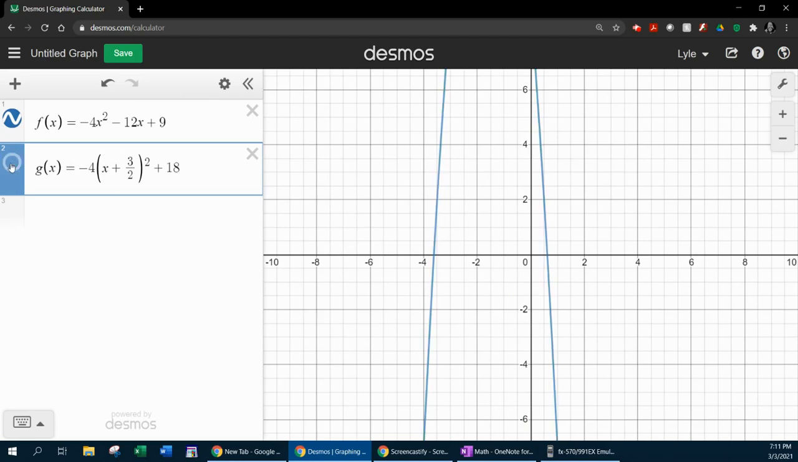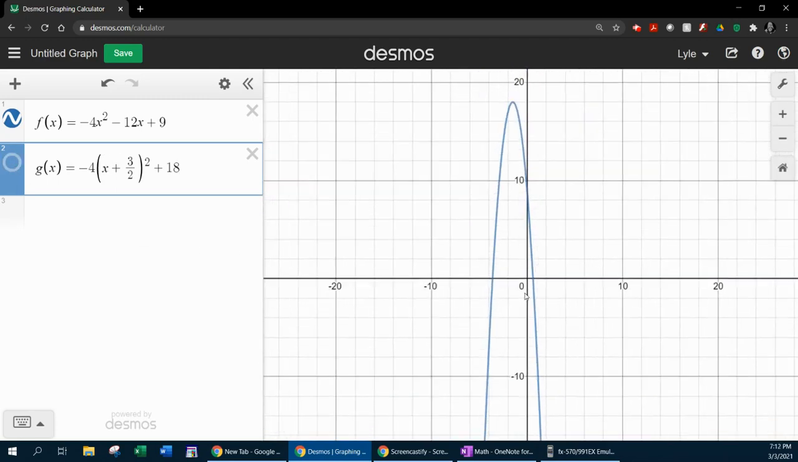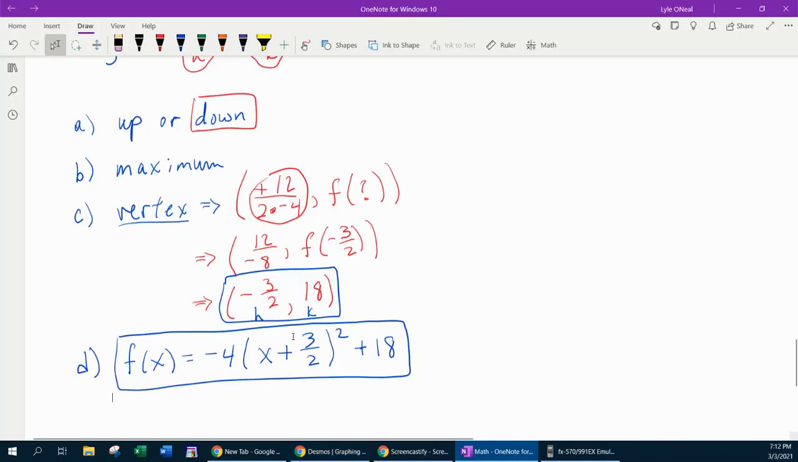Look at that. Turn it off. Let me scroll out some. There you go. Turn it on, turn it off, turn it on. Do you see how it's exactly the same graph? That means that this is exactly the same function. Standard form, vertex form. And so my work is verified with Desmos.